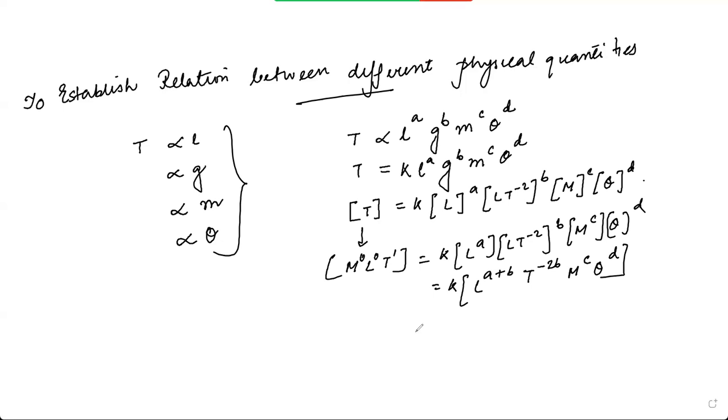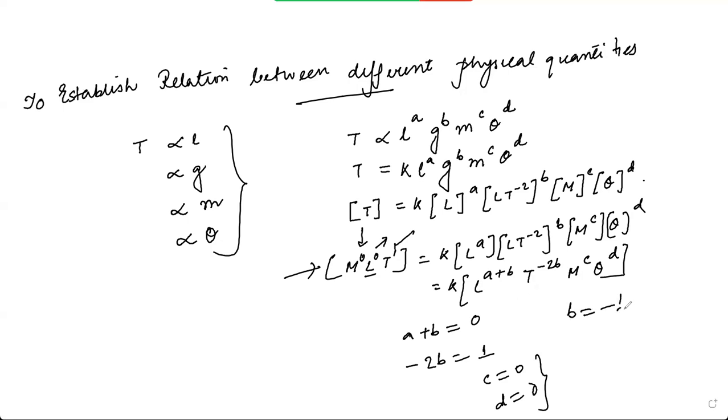So compare both sides. Here the L power is 0, so A plus B equals 0. Minus 2B equals T to the power 1, so minus 2B equals 1. C is 0. D is also 0 because these are not given in the left hand side. So now B equals minus half from this equation. So A will come out as plus half.